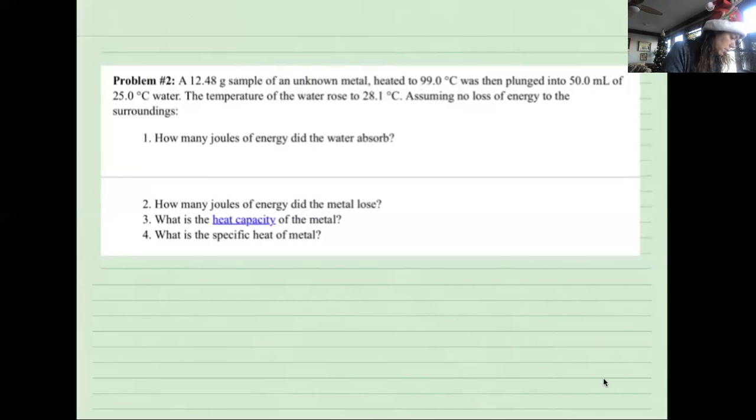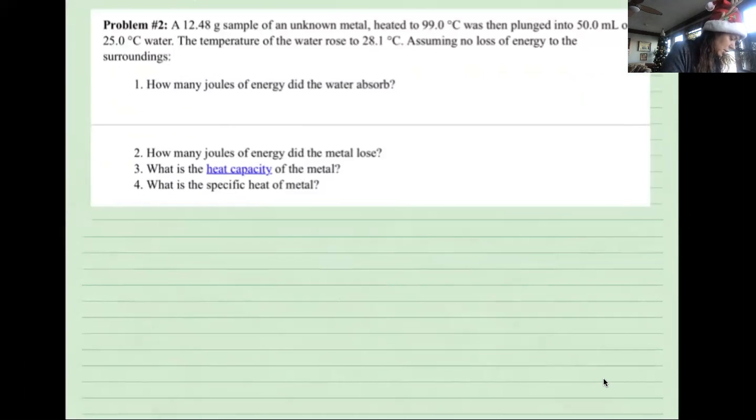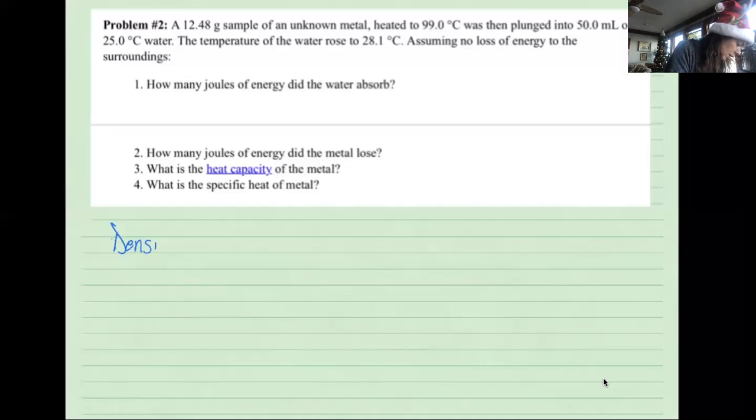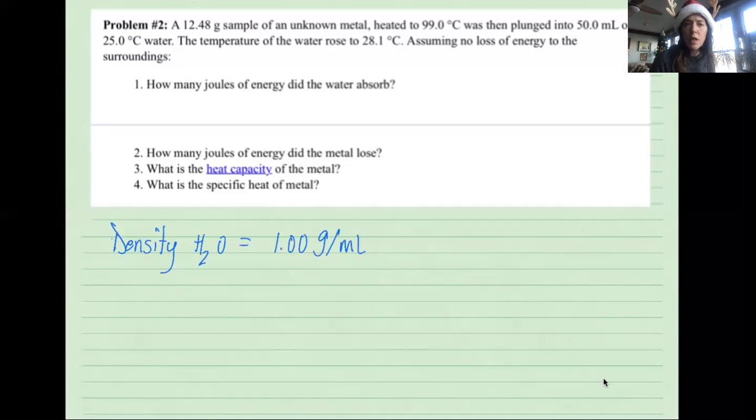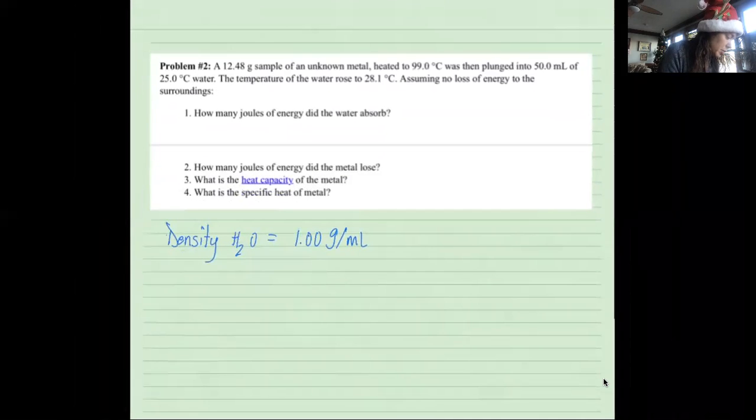All right, guys. It's basically the same thing. A couple things that you need to realize is that the density of water is assumed to be 1.0 gram per milliliter. Keep that in mind when solving any problem. You can assume it to be 1 unless told otherwise. It is temperature dependent.